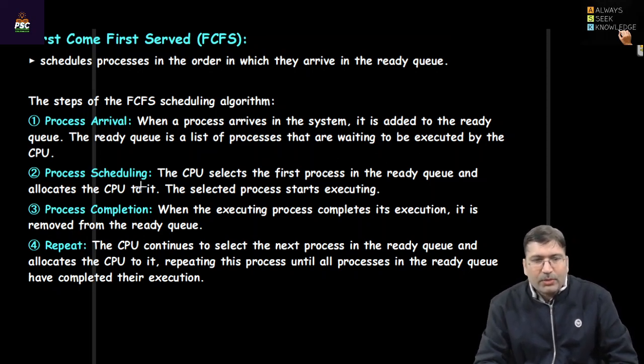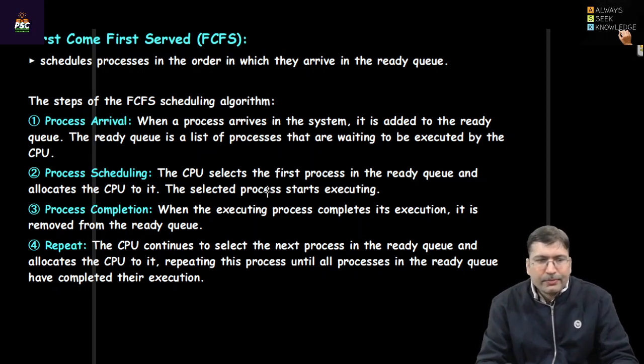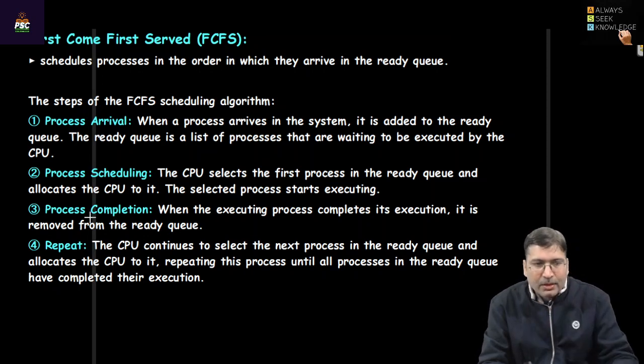Then the process scheduling will be done. The scheduler, or CPU, selects the first process from the ready queue, which arrived earliest, and allocates the CPU to it. Whatever process is selected starts executing after that.